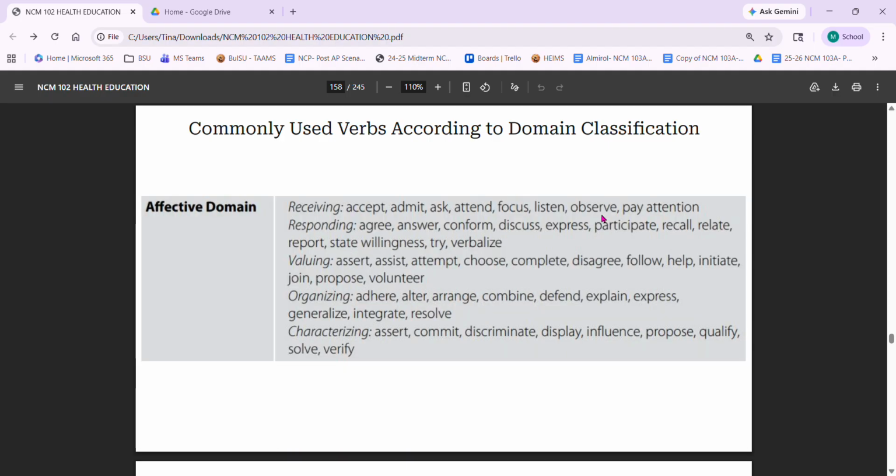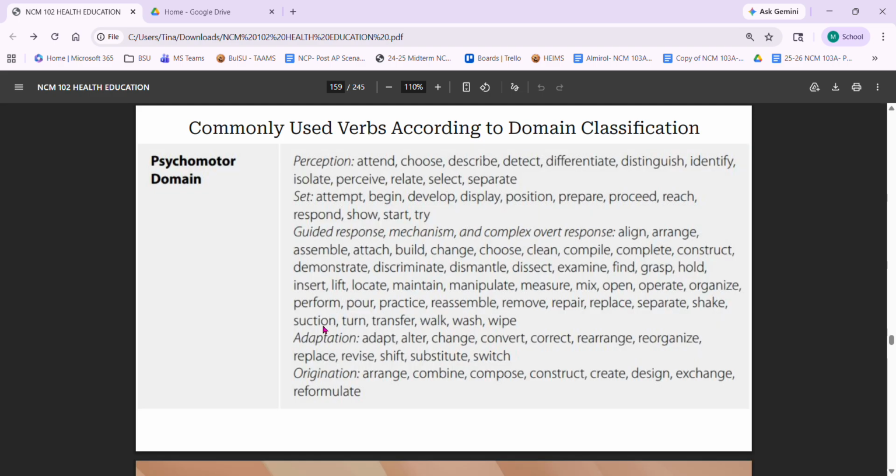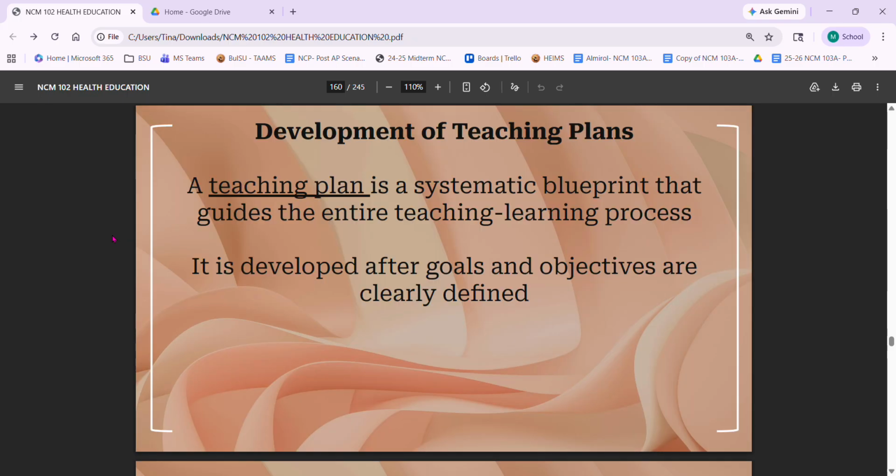In the affective, you have 5: 1, 2, 3, 4, 5, and then you have your psychomotor. So, again, these are the verbs used. I want you to take note of this when you will be writing your health teaching plan. Okay. Next, development of teaching plans.